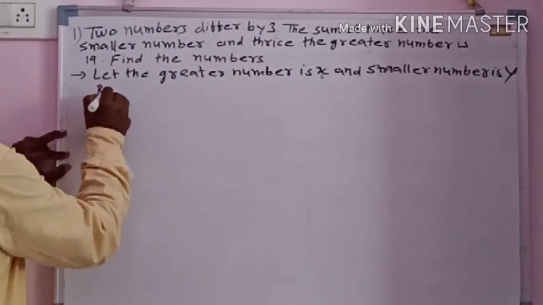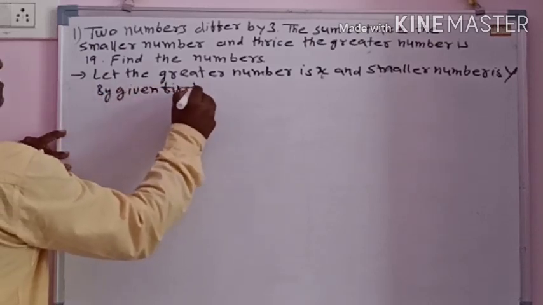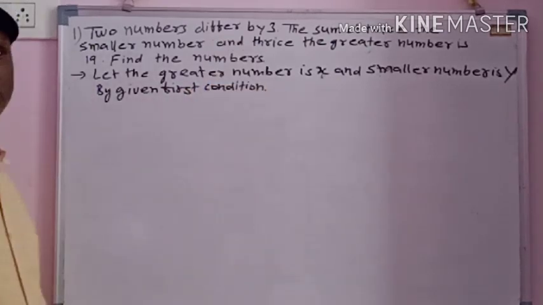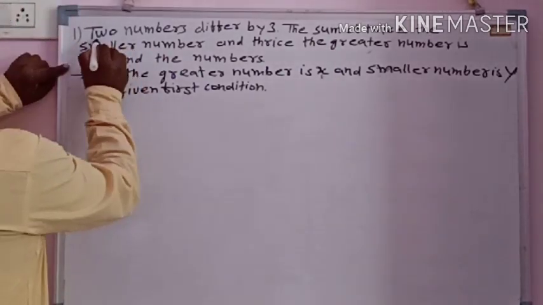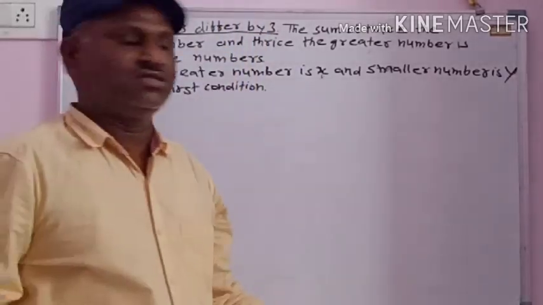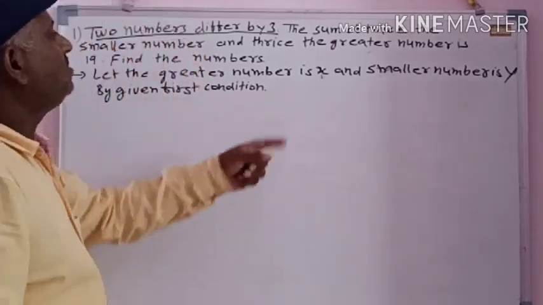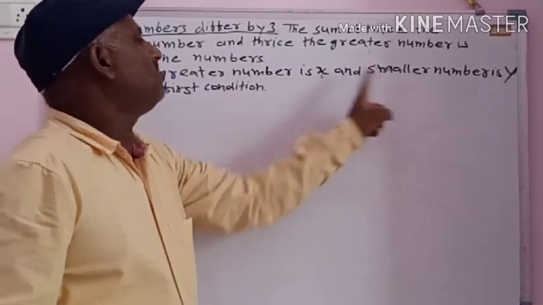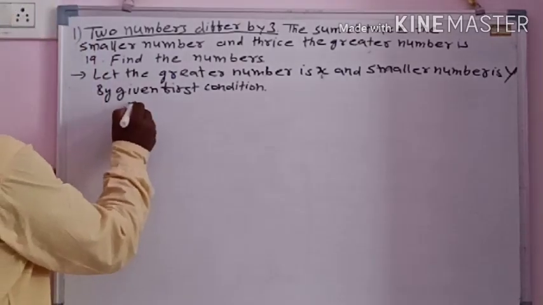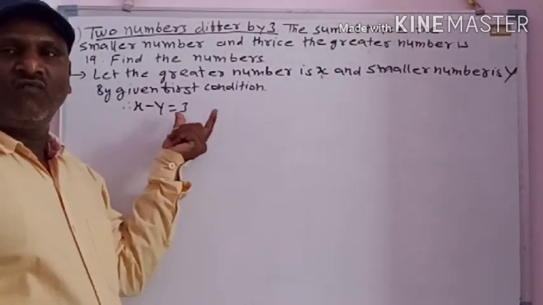By the given first condition, two numbers differ by 3, which means the difference of both numbers is 3. Subtract the smaller number from the greater number. The greater number is x, the smaller number is y. Therefore, x minus y is equal to 3. This is our first equation.